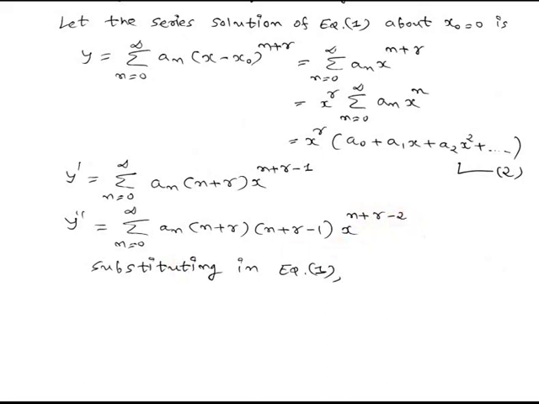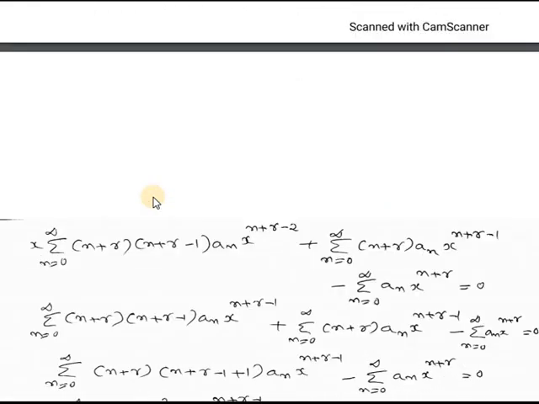Okay, now we will substitute these values in equation number 1, that is our given question. So if we substitute these values, we will get x into sigma n equal to 0 to infinity (n plus r)(n plus r minus 1) an x raised to n plus r minus 2, plus sigma (n plus r) an x raised to n plus r minus 1, minus sigma an x raised to n plus r, is equal to 0.